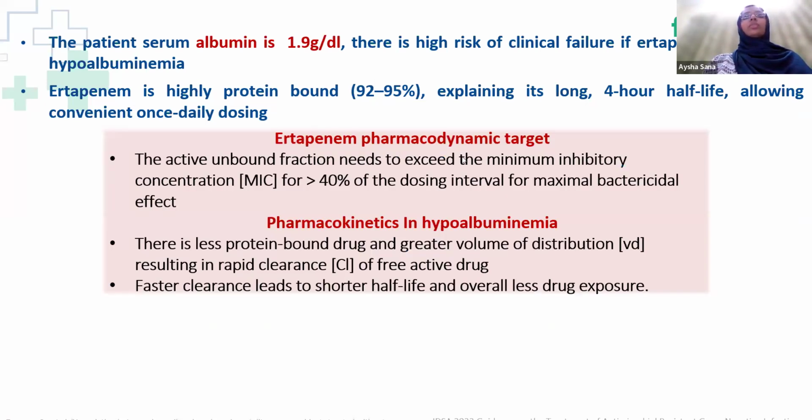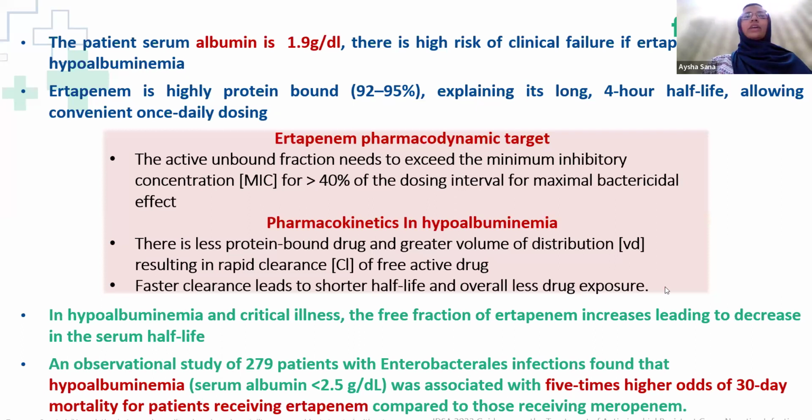So, the pharmacodynamic target of ertapenem is the active unbound fraction needs to exceed the minimum inhibitory concentration above 40% of the dosing interval for maximum bactericidal effect. Pharmacokinetics and hypoalbuminemia: there is less protein bound drug and greater volume of distribution, resulting in rapid clearance of the free active drug. The faster clearance leads to shorter half-life and overall less drug exposure.